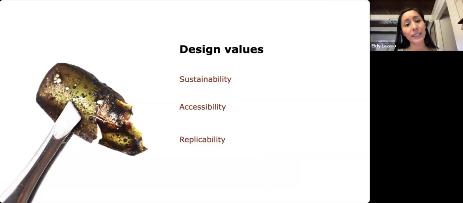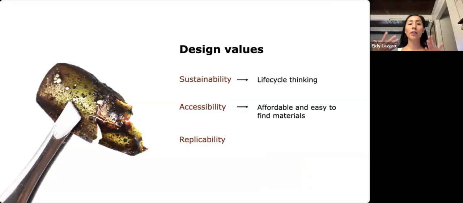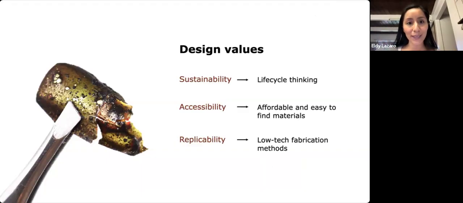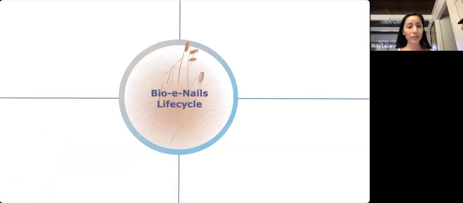So we set three design values from the very beginning of the design process. We wanted to have sustainability in mind, but we also wanted our prototyping or fabrication process to be replicable. And accessibility was also important because we wanted to use materials that are affordable and easy to find. So sustainability, the way we see that is through life cycle thinking. Again, going back to thinking in the life cycle of these bio-nails, and replicability through low-tech fabrication methods.